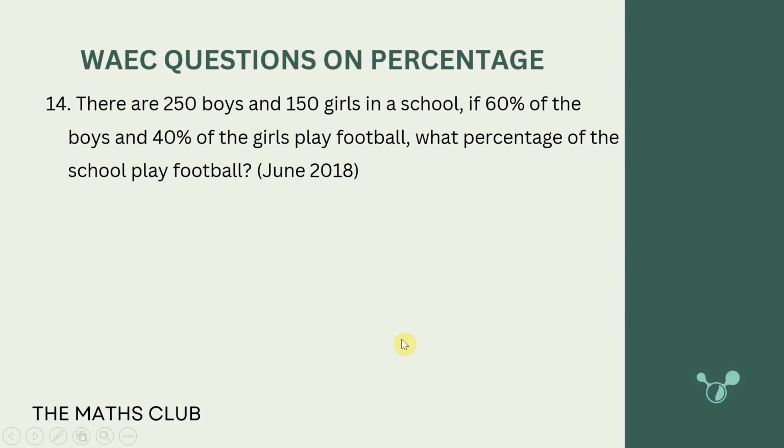Number 14 says that there are 250 boys and 150 girls in a school. If 60% of the boys and 40% of the girls play football, what percentage of the school play football? I want you to pause the video and try this out yourself. Come back. Let's solve it together.